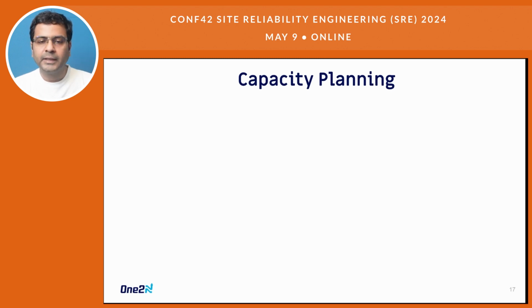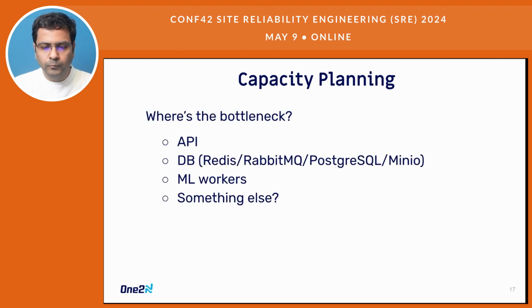Let's talk about capacity planning. Always when you think about capacity planning, you think of the bottleneck. Because the strength of the chain is the strength of the weakest component in the chain. So you want to find out what's the weakest component and improve the strength of that component.